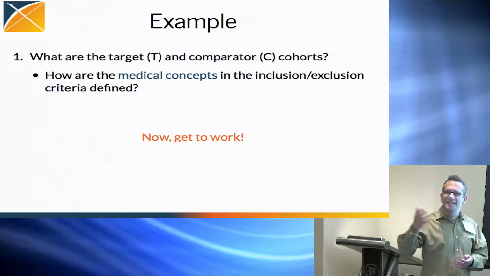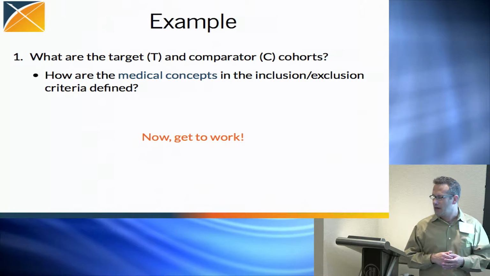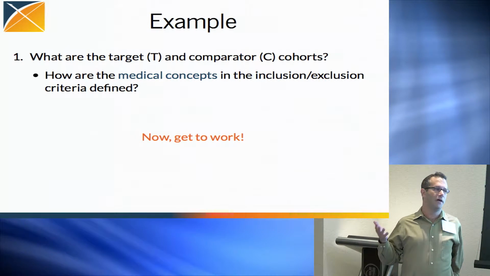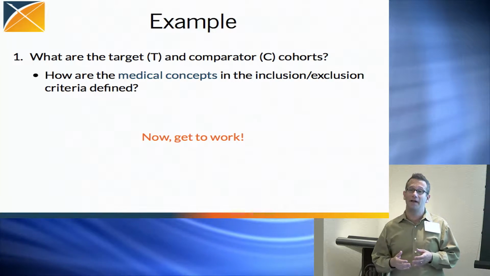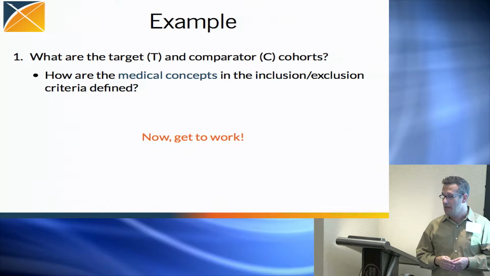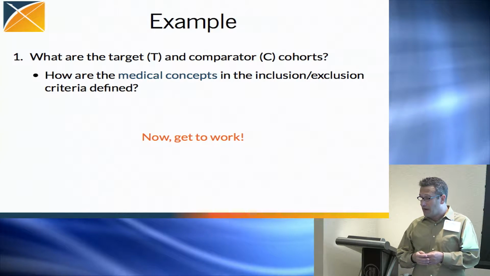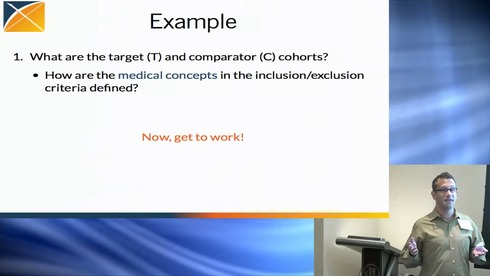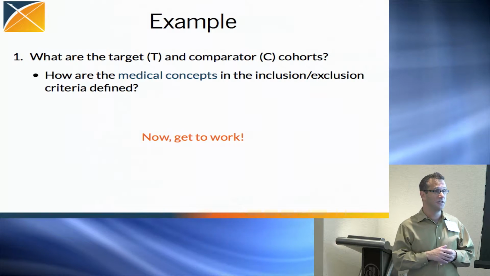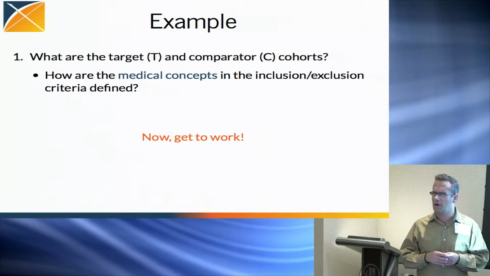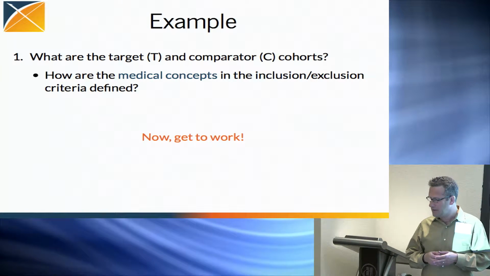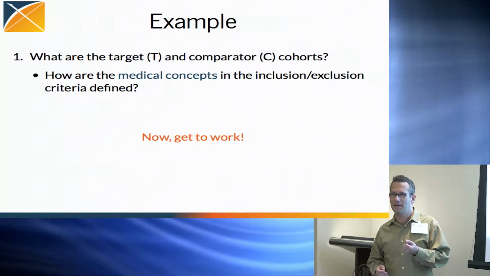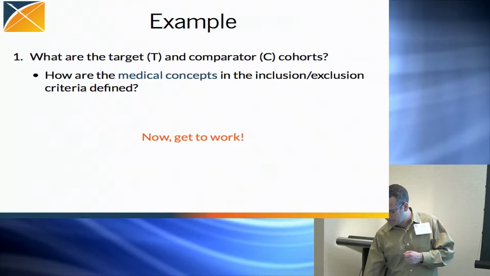So the type of detail you might want to consider, I'm just going to give a quick example on the first question, one thing you might want to think about. So we need to define the T and C cohorts. In the paper, these are defined by a number of different medical concepts in terms of inclusion and exclusion criteria. How are those medical concepts defined, validated, used? Right? So that's one thing to think about in each of the questions.